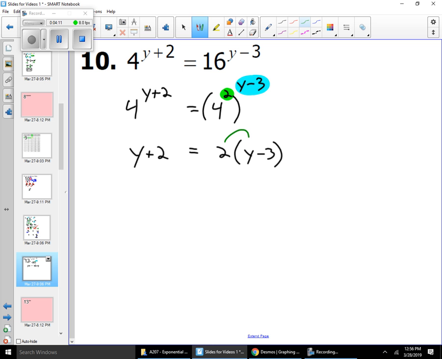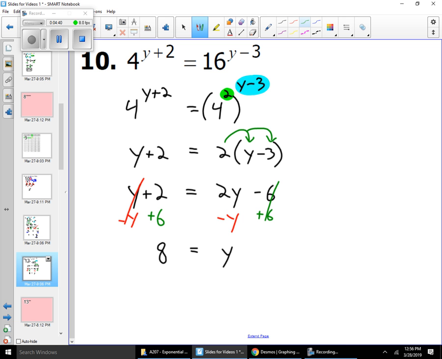So distributing that 2, not too bad. 2 times y, well, that's just 2y. 2 times negative 3 is a negative 6. So now we have a variable on both sides. Picking on the little guy is my preferred method here. So subtracting a y from both sides. Then we'll also have to add a 6 to both sides. 2 plus 6 is 8. 2y, take away a y, well, that's just y. So this one winds up not too bad. We don't have to do any division at the end there.